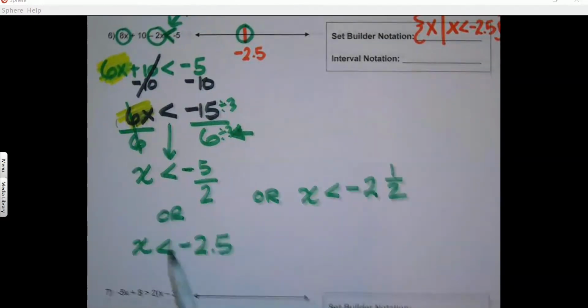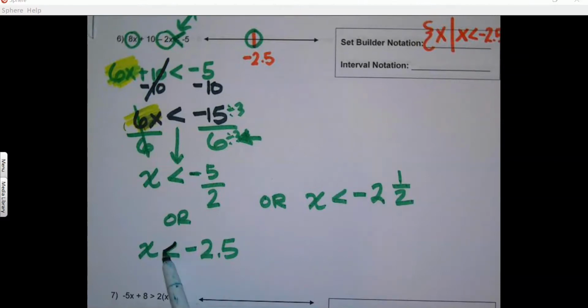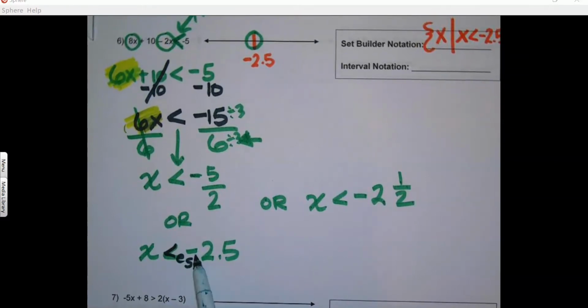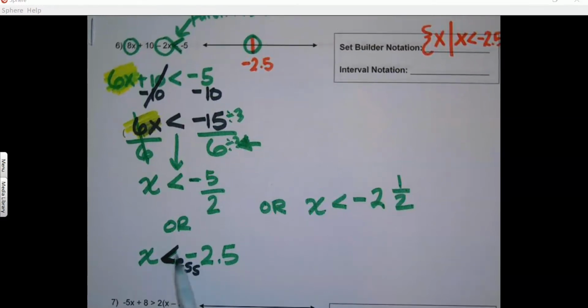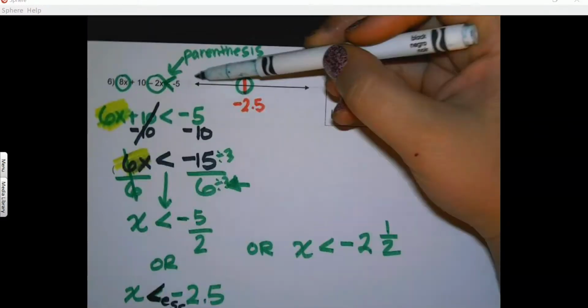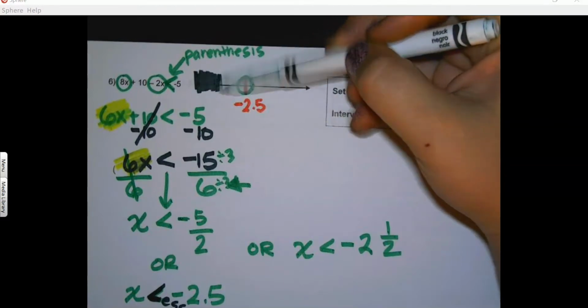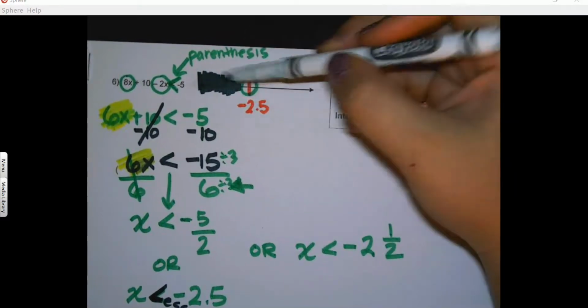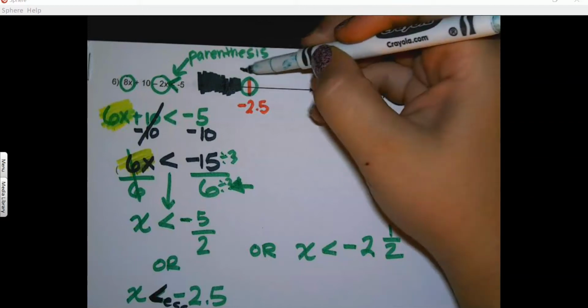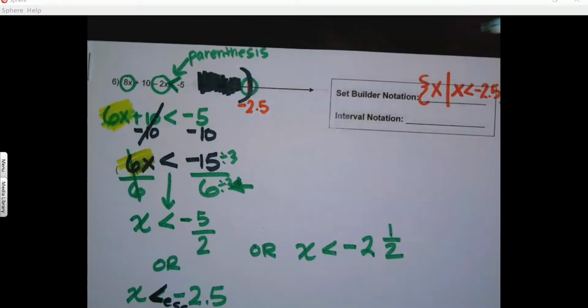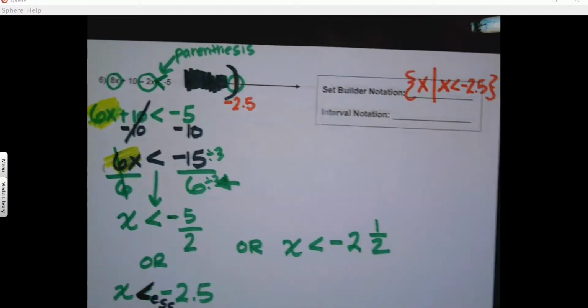And now I'm going to read my answer. This says, shade all the numbers that are less. So this looks like an L for left. So I'm going to shade all the numbers that are less. So the smaller numbers on a number line are over here. So since I'm shading over here, that's how I know that the parenthesis has to go that way.